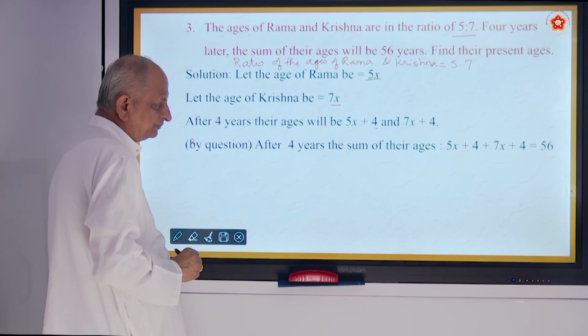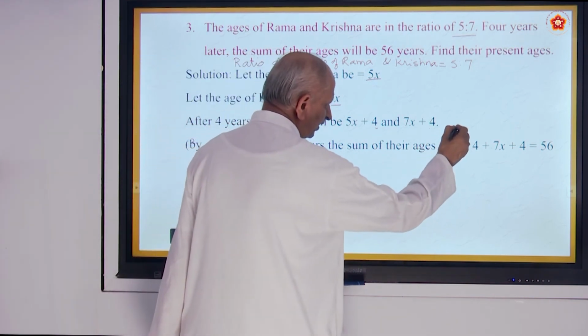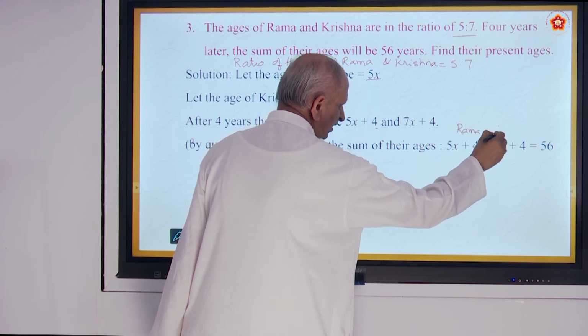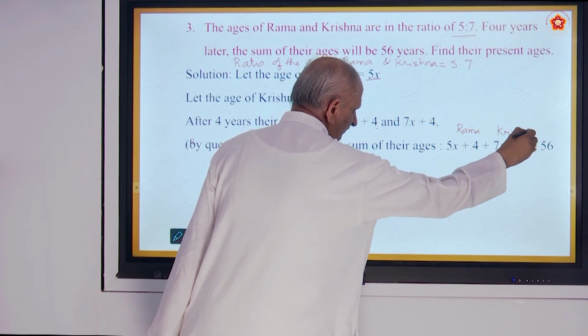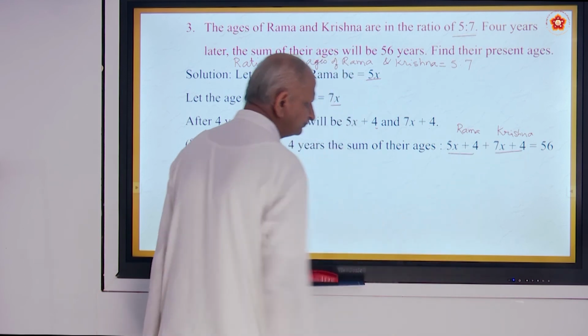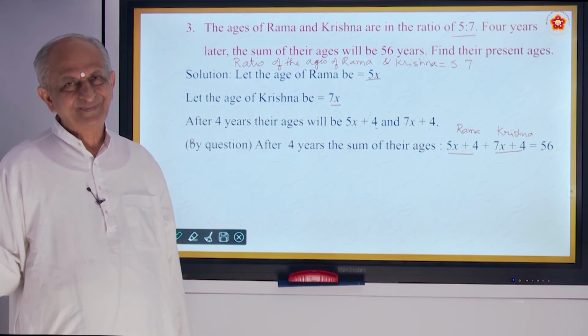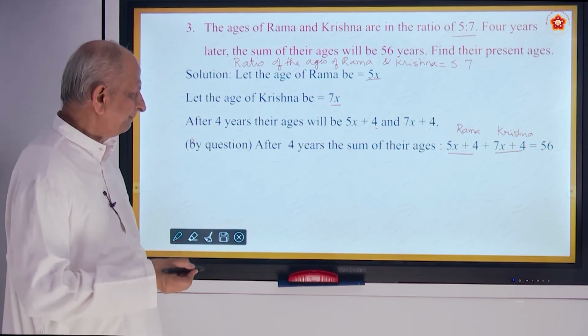Sum means what? If you add the ages of Rama and Krishna, this is the age of Rama, this is the age of Krishna, and that 56 is the sum of the ages after 4 years. Suppose it were given before, what should you write? Minus 4. They are given after 4 years, therefore you write plus 4.